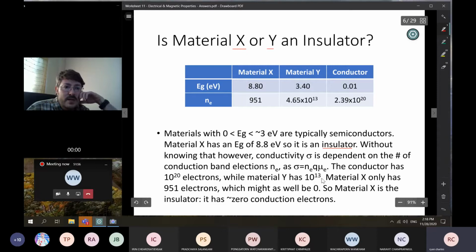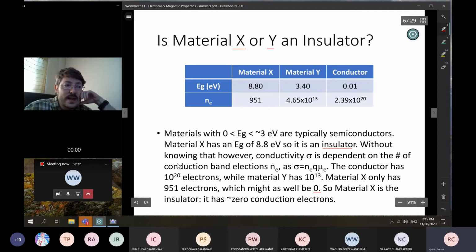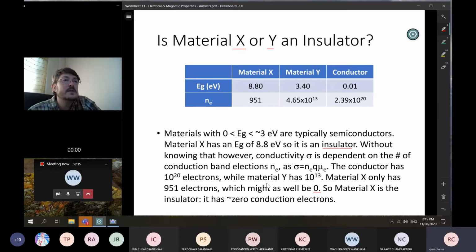Material Y was 10 to the 13. Yeah, it's 7 orders of magnitude lower, but that's still a pretty big number. And material X only had 951, which in comparison to 10 to the 20 is basically 0 electrons. You have no free electrons. So material X would be the insulator. It has a vanishingly tiny number of free electrons. Certainly way less than a conductor, and still way less than material Y. Right? So X would be the insulator. That's what we would guess.